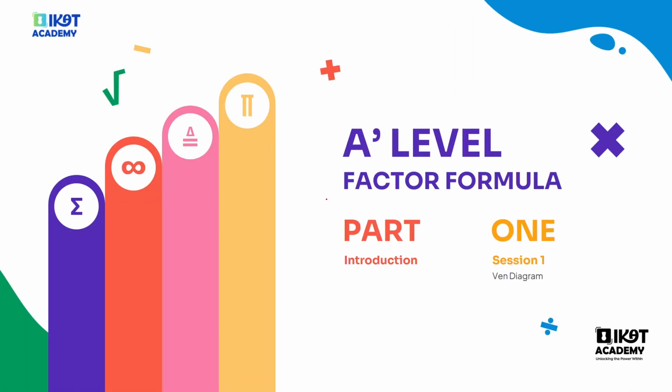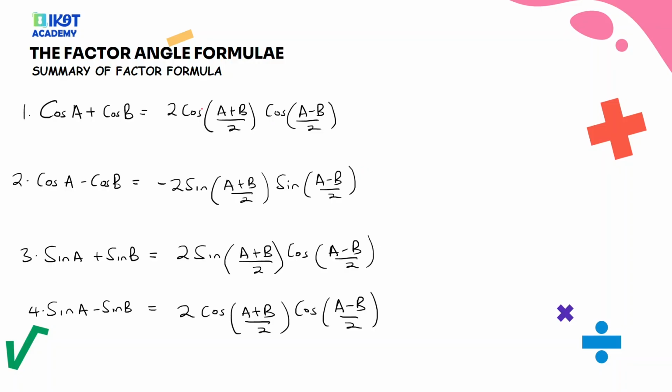Hello, so today we're going to look at the factor formulae, and we're going to see they're very important when we find addition or subtraction of cos or sine. So here, this is a summary of the factor formula. We have cos A plus cos B. This is 2 cos (A plus B) out of 2, cos (A minus B) out of 2.